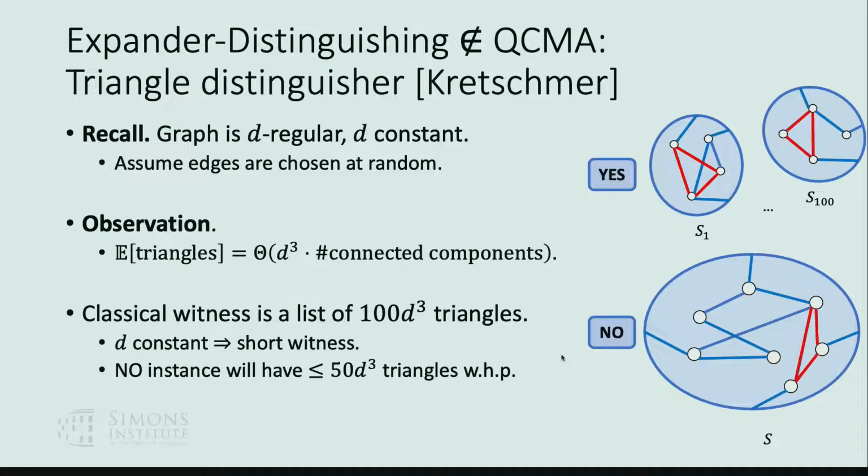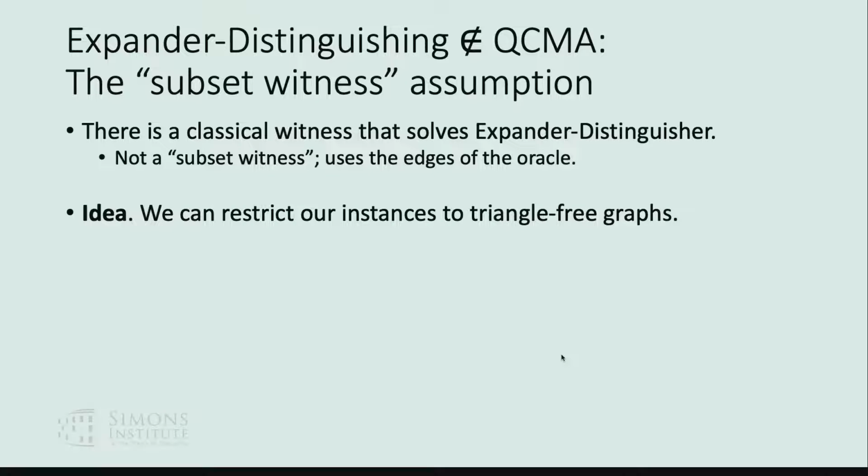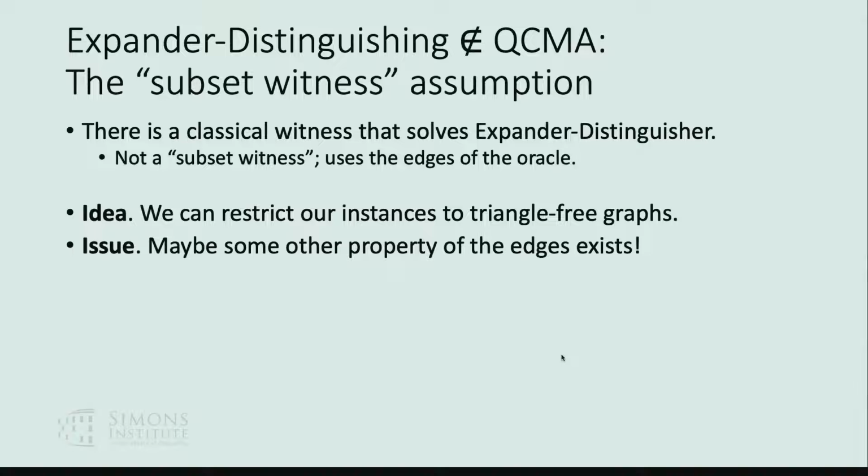So this may give us pause. I tried to convince you that this subset witness is a good assumption, but I just gave you a classical witness that can solve expanded distinguishing. And it uses crucially the edges of the oracle, right? It uses the triangles. The first thing is that this is over a distribution of graphs, so you could actually sample graphs that do not have any triangles. Okay, so we can solve that. However, maybe there is some other property of the edges. If you remove the triangles, now I can start counting 4-cliques, 5-cycles, whatever.